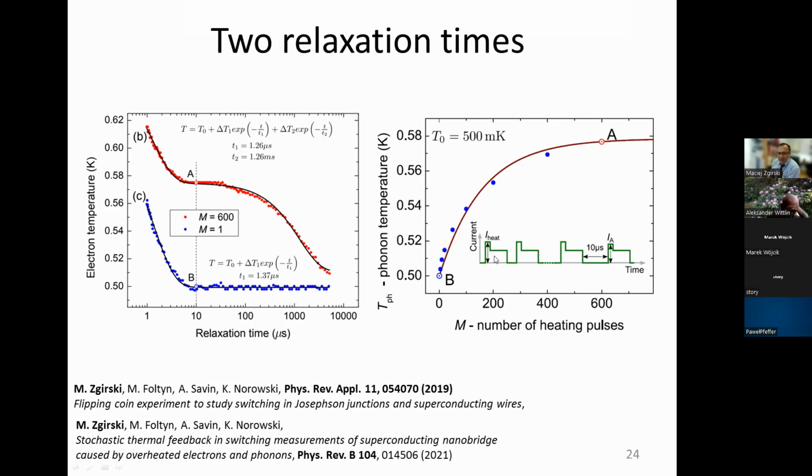Also in this right panel, I plotted the phonon temperature measured as a function of the number of heating pulses which are sent in a row. After each heating pulse, which switches the junction, we heat the phonons slightly. And as we keep increasing the number of pulses, the phonons become overheated even by 80 milli-K. So it is important to remember this effect, very often forgotten, that phonons are usually treated as a reservoir. But this experiment is designed to show that you can actually overheat them.